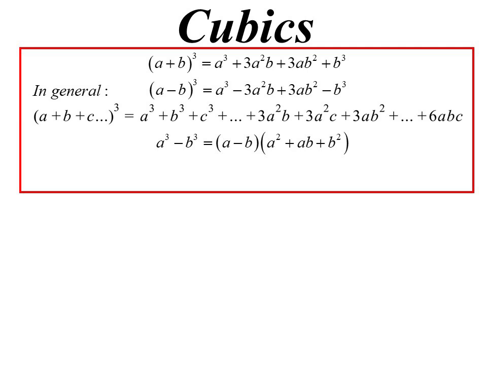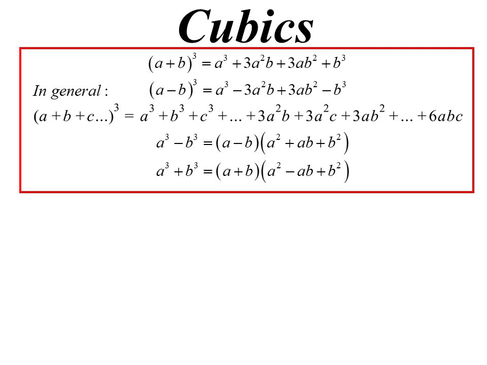Difference of 2 cubes. A minus b is the first factor, and then the second one, that's where you've got to be careful because it's a squared plus ab plus b squared. It's so tempting to write a squared plus 2ab plus b squared because we're so used to writing it with our binomial perfect square, but it's only 1ab.